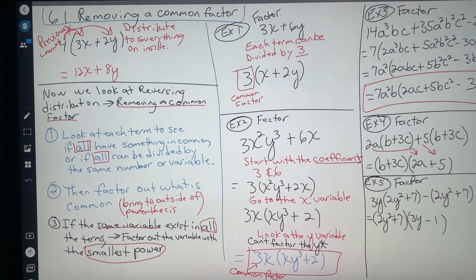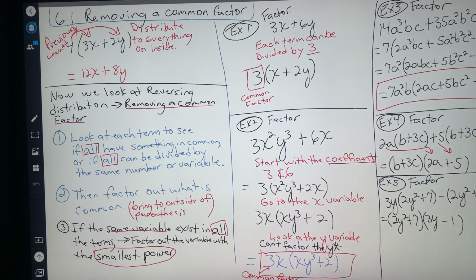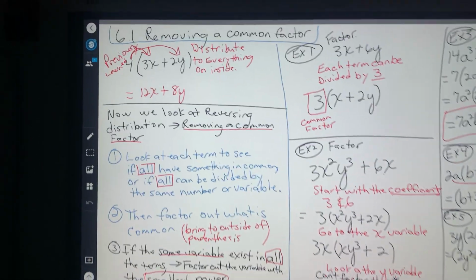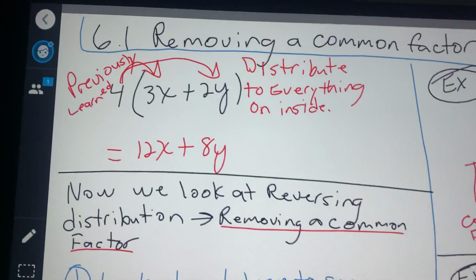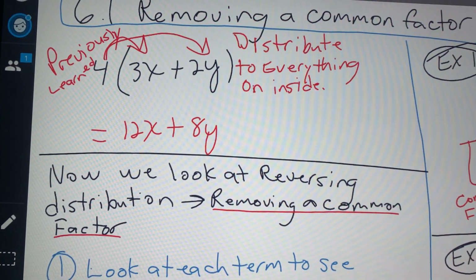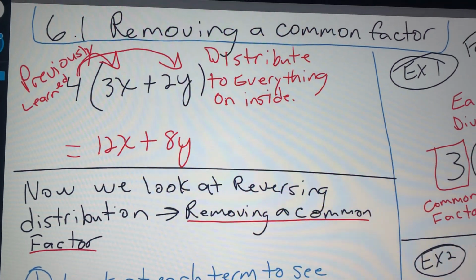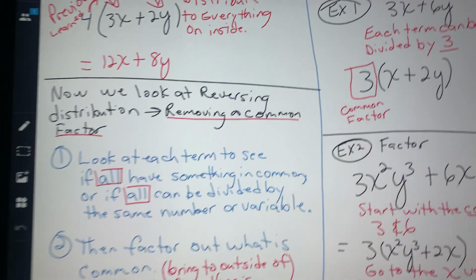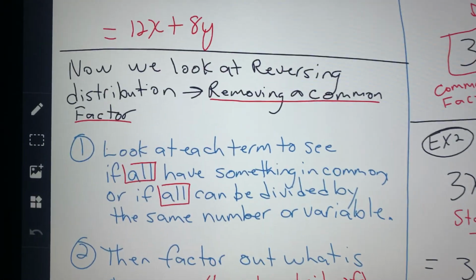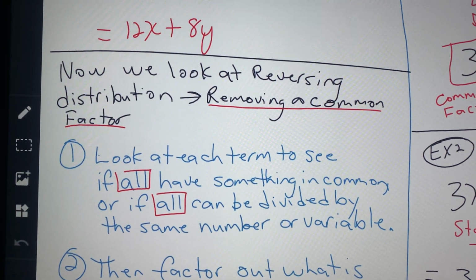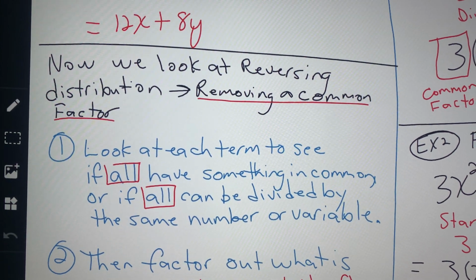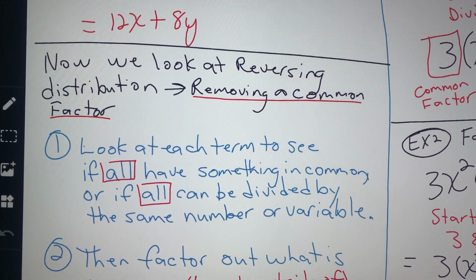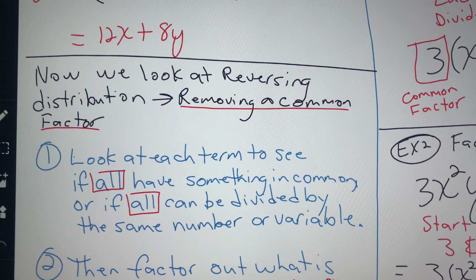And then 6.1, we have removing a common factor. So previously we learned about distribution. We distributed whatever was outside of the parentheses to everything on the inside. But now we look at reversing distribution, and basically that's going to be what's called removing a common factor.